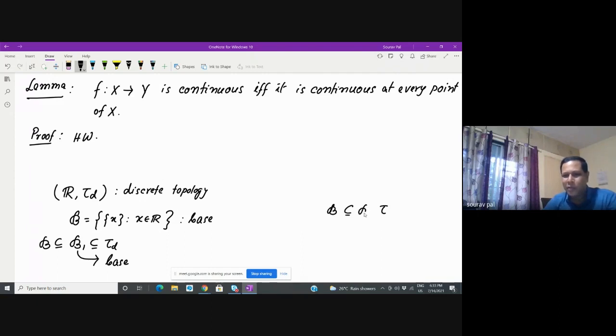If you put anything in between, that is again a base. If this is a base, then this is also a base.